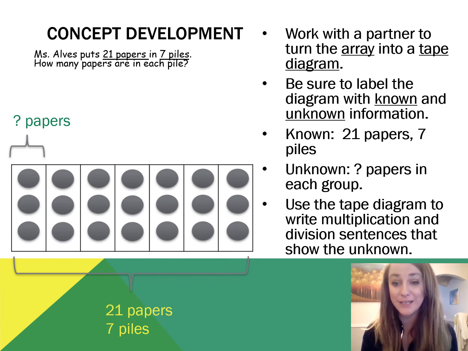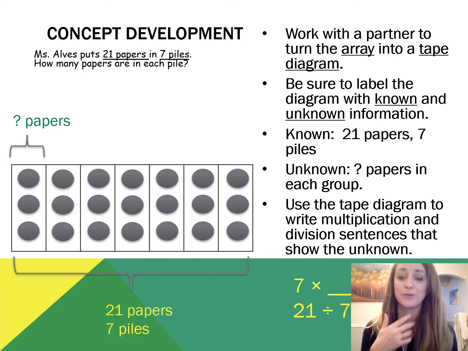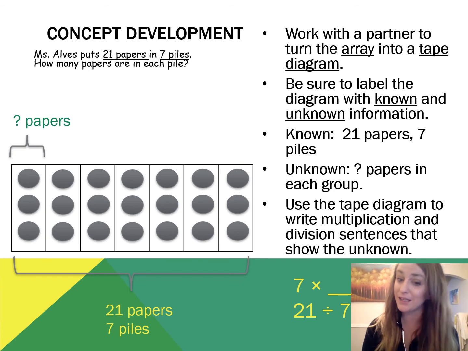Let's use that information to write multiplication and division sentences that will show the unknown. 7 times unknown equals 21. Notice that this time the factor that's missing is the second factor. That's because we think about our groups times each equals total. And so the second factor represents the amount in each. And since that's what we didn't know in this problem, that's why it's missing now. 21 divided by 7 equals unknown.